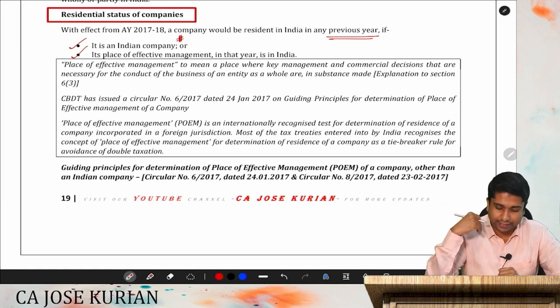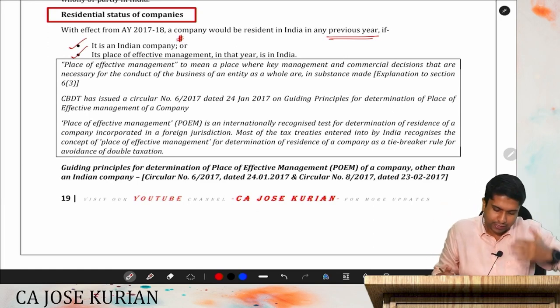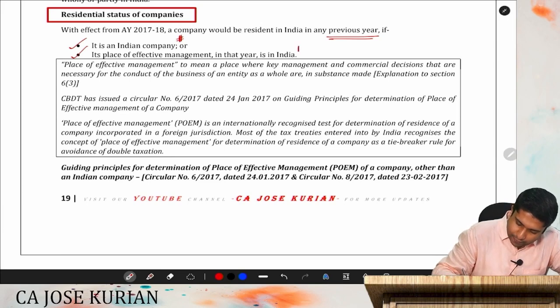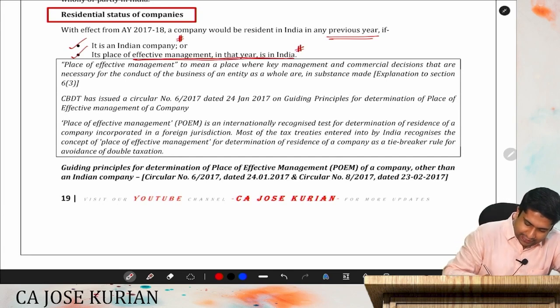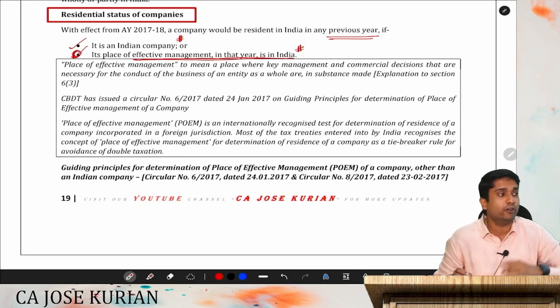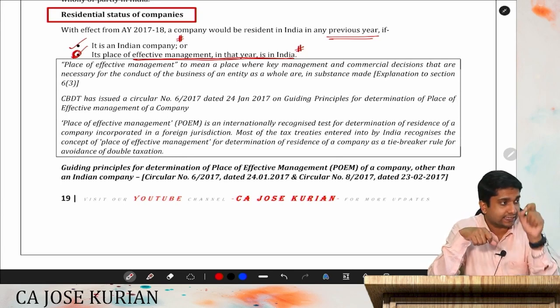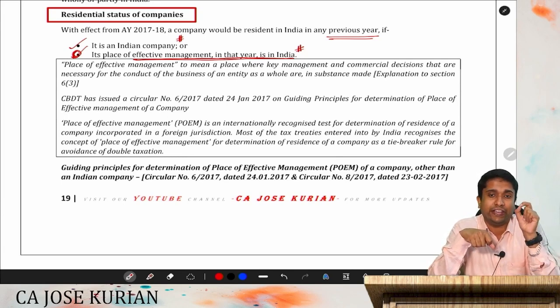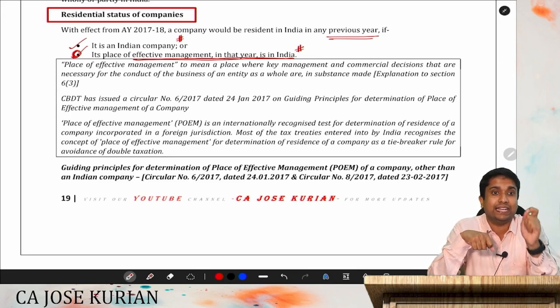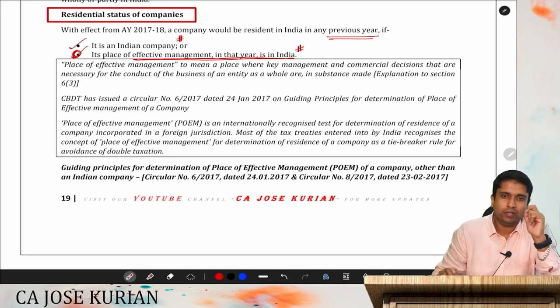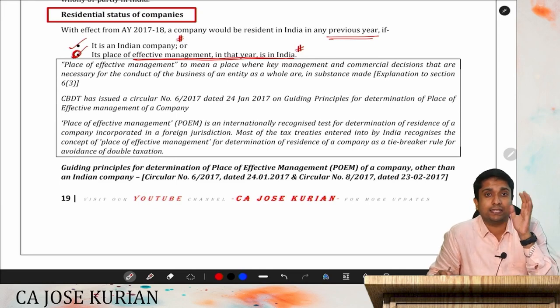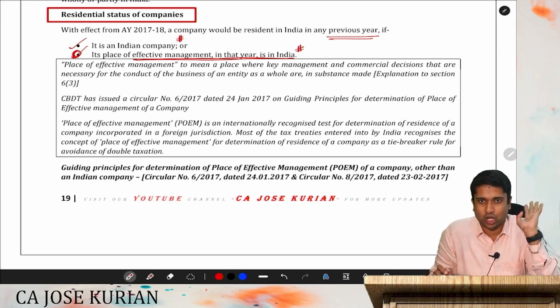And what is the other criteria? If you are a foreign company, then you need to check whether your place of effective management is in India. That means the second criteria is applicable only for foreign companies. A foreign company will become an Indian resident if its place of effective management is in India. So now it's our duty to understand what exactly the place of effective management concept is.